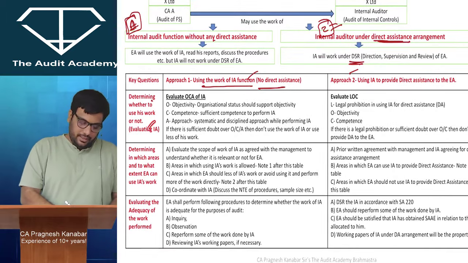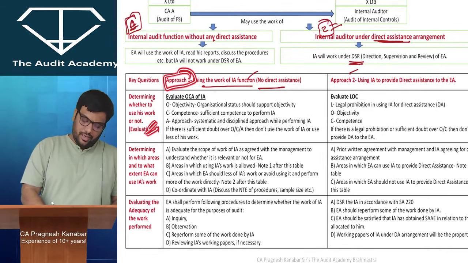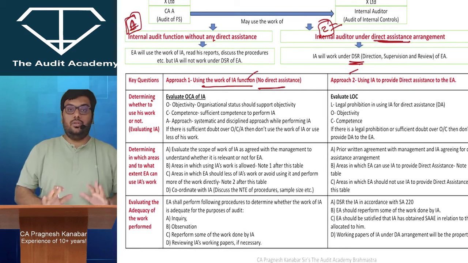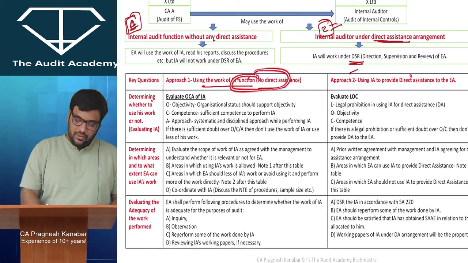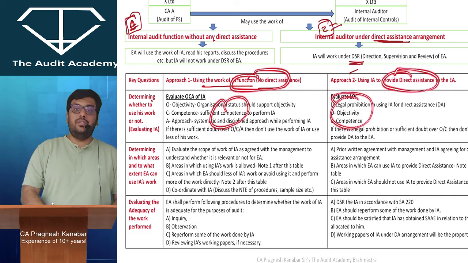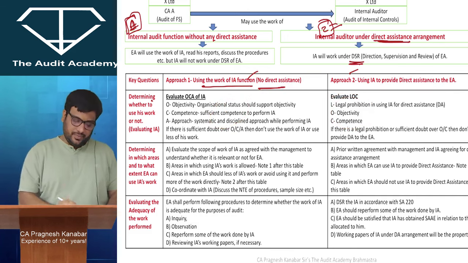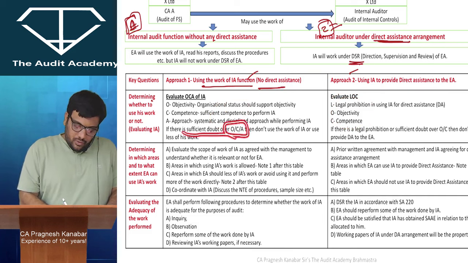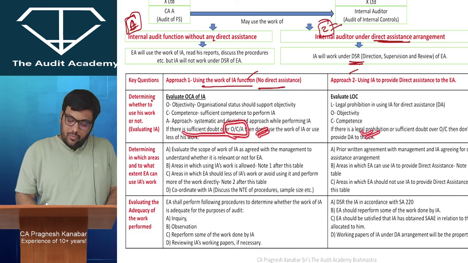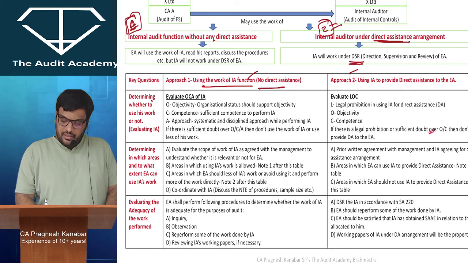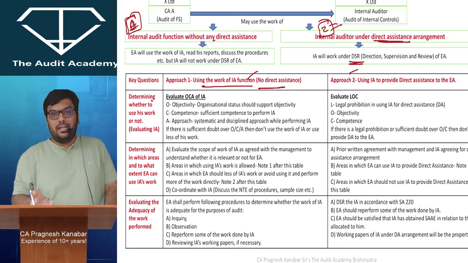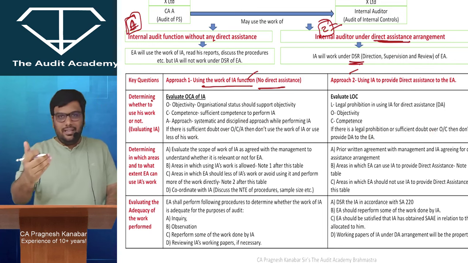So evaluating internal auditor, approach one and approach two. These are the two approaches for without direct assistance and direct assistance. And these are the points that you are going to write. I want a confirmation. Are you through with this? Yes. If there is sufficient doubt over OCA, then don't use his work. If there is a legal prohibition, then don't use him for direct assistance. And if there is a sufficient doubt over OC, then don't use him for direct assistance. I think the negative part, you can easily write it over there.